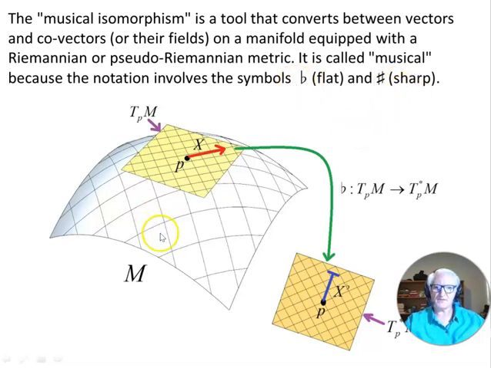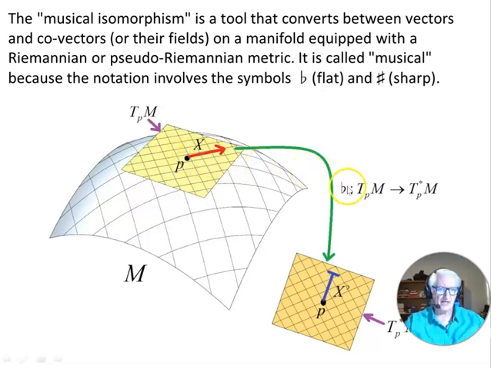All right. So for instance, we have a manifold M. We have a point on that manifold, P. We have the specific tangent space to the manifold at the point P, and we have a vector X there, and any other vectors that live in that tangent space.